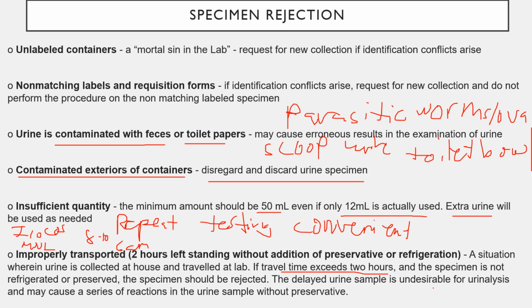Then the old urine sample is undesirable for urinalysis and may cause a series of reactions in the urine sample without preservative. So later, class, you will learn about the changes in urine if they are not preserved. Dapat please remember that urine should be processed. Please take note. Urine should always be processed within 2 hours after collection. So if you collected that at 7 a.m., it needs to be processed on or before 9 a.m.